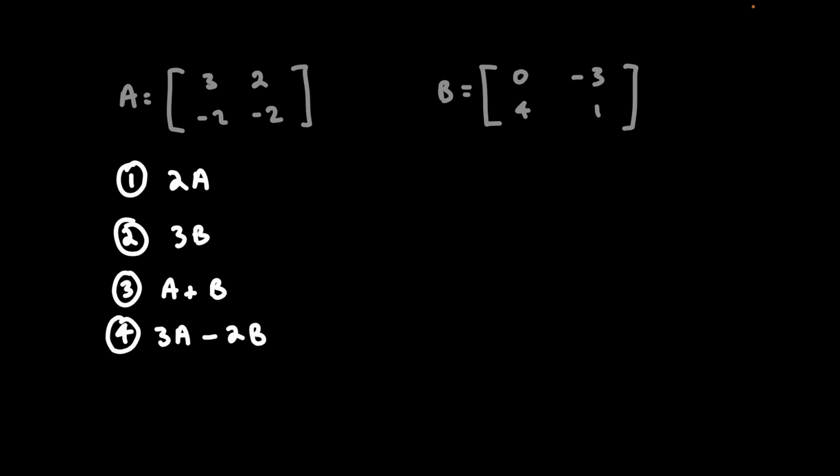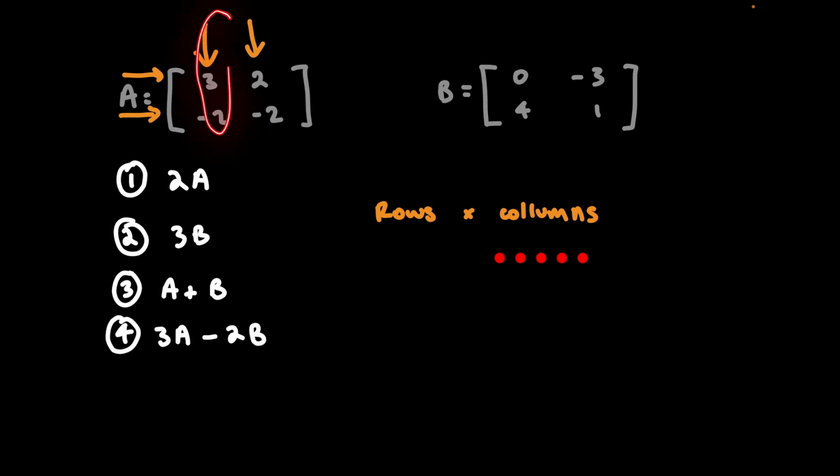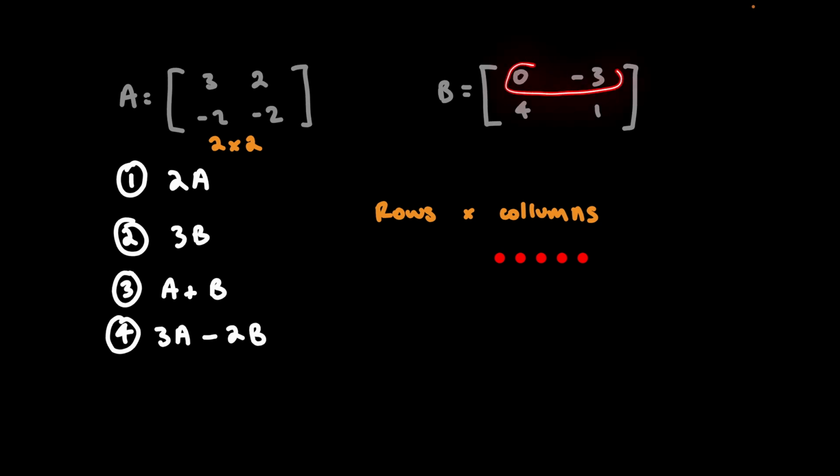To work out the dimensions of any matrix, we simply work out how many rows there are and how many columns there are. For matrix A, we notice that we have two columns and also two rows. So these are your columns and these are your rows. So two columns, two rows, so we would write that as a 2 by 2 matrix. And what we also notice is matrix B has the exact same dimensions. Because we have two rows followed by two columns, it's going to be a 2 by 2 matrix.